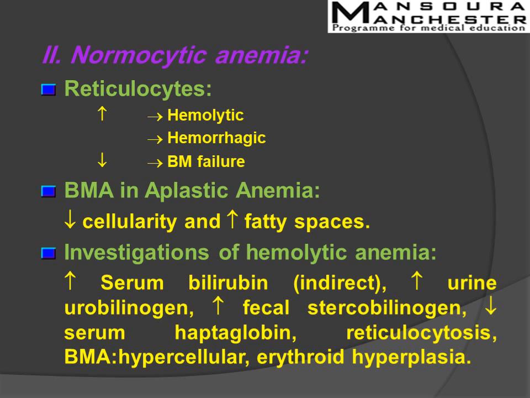And for cases of hemolytic anemia, we have to figure out the markers of hemolysis, which are an increase in the indirect bilirubin, an increase in the stercobilinogen, an increase in the urobilinogen, an increase in the LDH level, of course an increase in the reticulocyte count, and a decrease in the haptoglobin. These are considered markers of hemolysis. Sometimes we may go for bone marrow aspiration, and in this case we will find hypercellular marrow with erythroid hyperplasia.